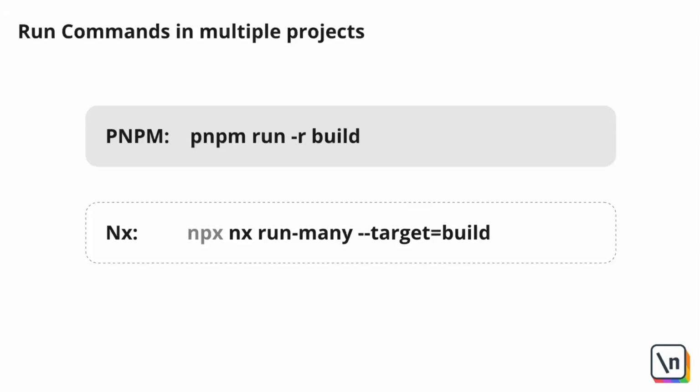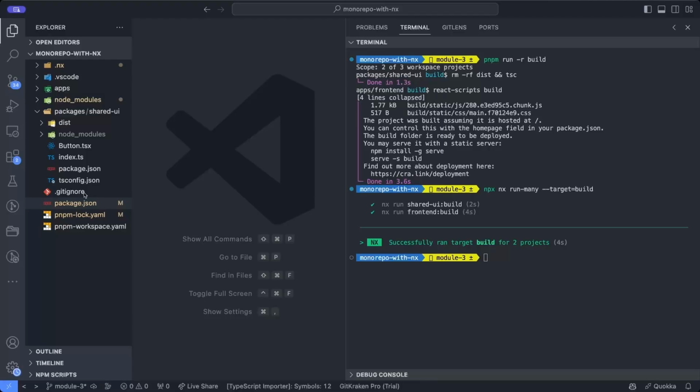With Nx, we are not limited to executing single commands like build for a specific project such as shared UI. Instead, we have the flexibility to run commands across multiple projects or even all projects within the workspace. We have the option to specify the projects we want to include. For example, we could list shared-UI followed by a comma and any other projects we wish to include.